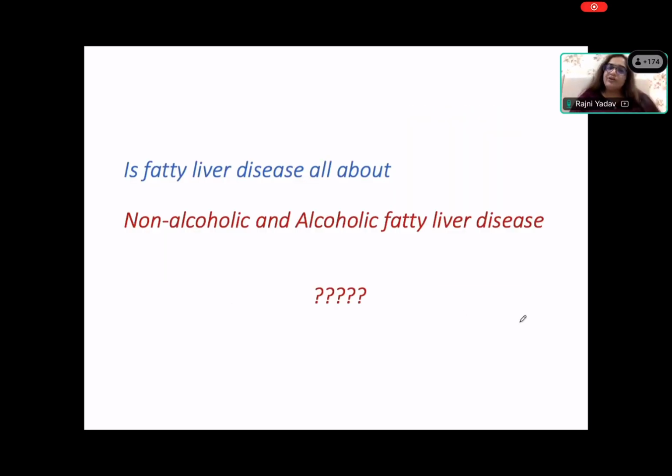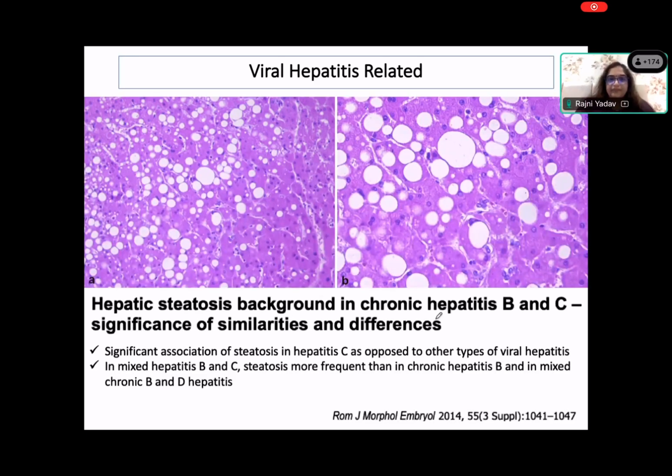So is fatty liver disease all about non-alcoholic and alcoholic fatty liver, or is there more to it? Yes, there are other causes. The non-alcoholic and the alcoholic are the chief prototypes of steatotic liver disease, but you do have several other causes, like viral hepatitis. Nowadays we don't get biopsies from viral hepatitis patients, but steatosis may be seen in patients of hepatitis B and C, and especially with hepatitis C. So you have to be aware of that.